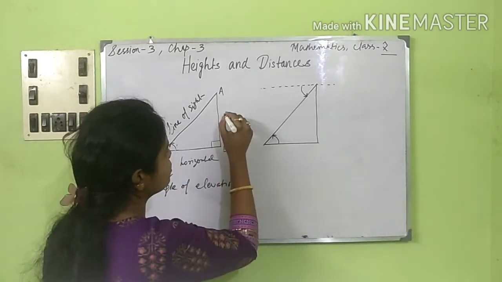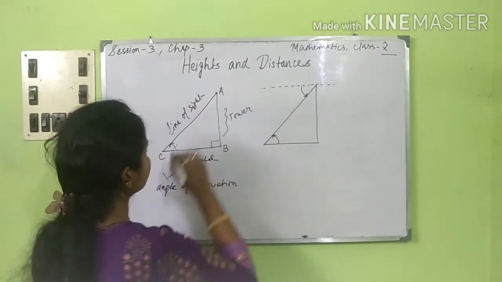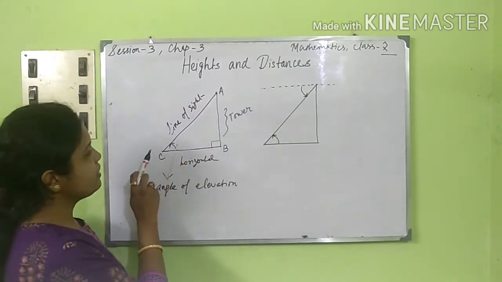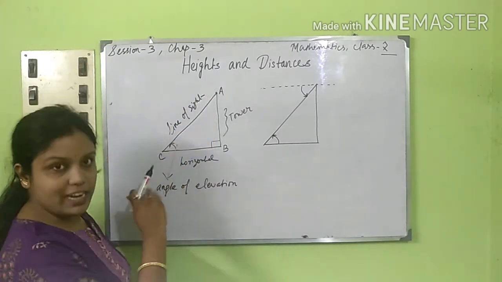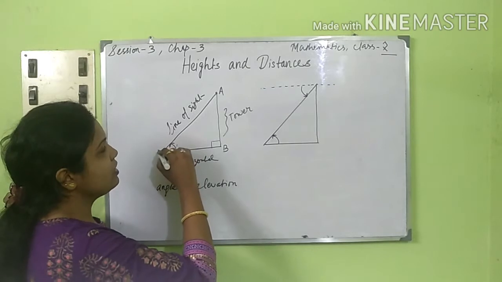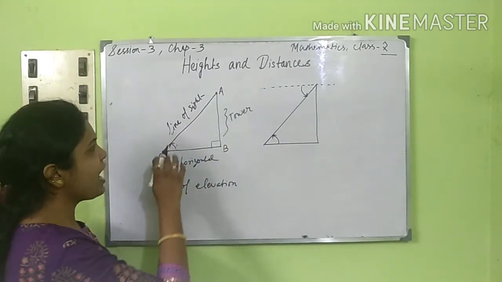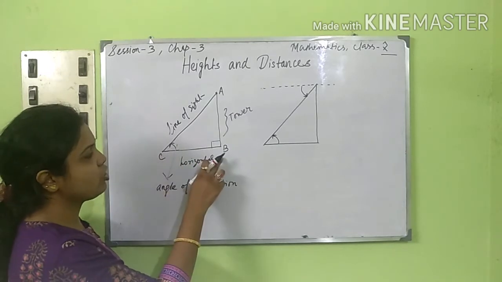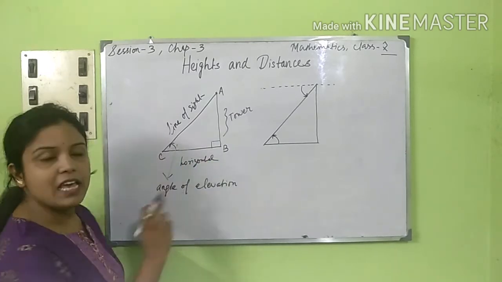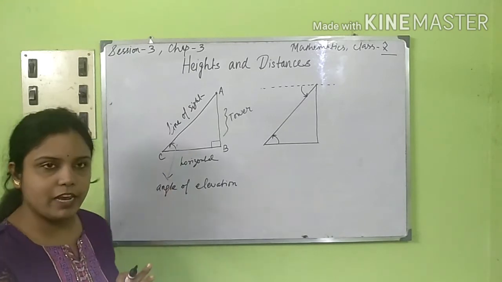Supposing this to be a tower and here is an object. If a person is seeing from C to A, which is at a greater, higher distance, the line through which it is seen is known as the line of sight, and the line of sight makes an angle with the horizontal, which is known as the angle of elevation, right? So this was the concept of angle of elevation.